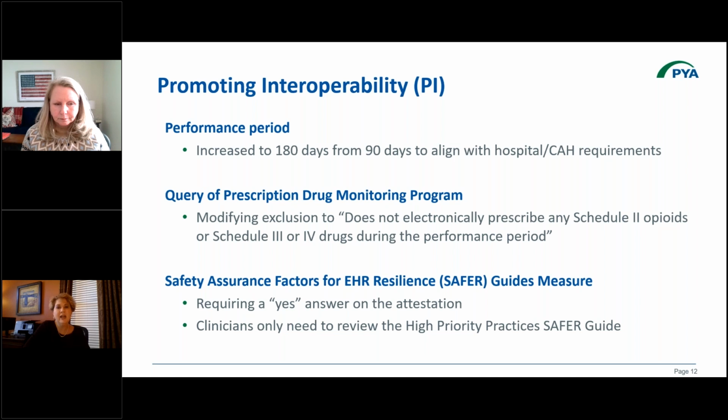And then for the SAFER guidance, the safety assurance factors for EHR resilience measure, prior to 2024, providers could answer yes or no on the attestation, and either answer satisfied the measure, but going forward, it will require a yes answer in order for that measure to be fully satisfied.